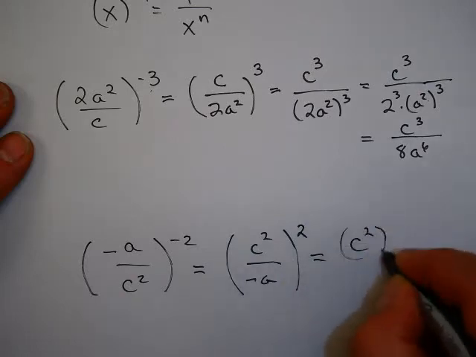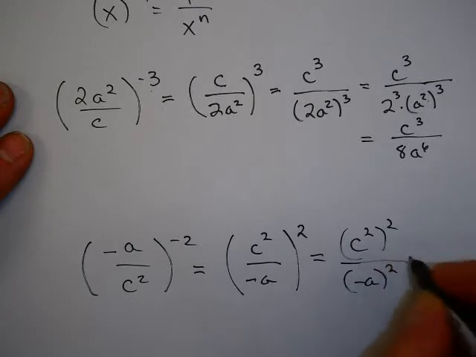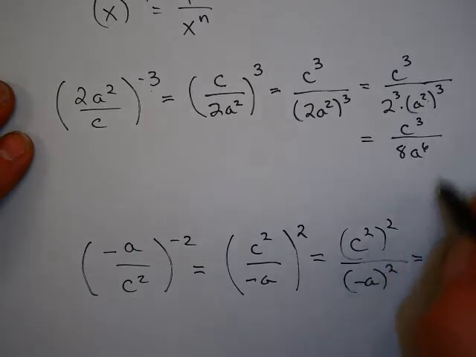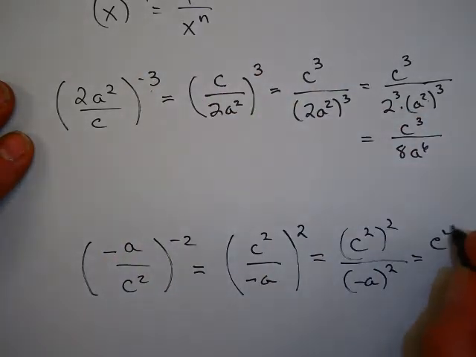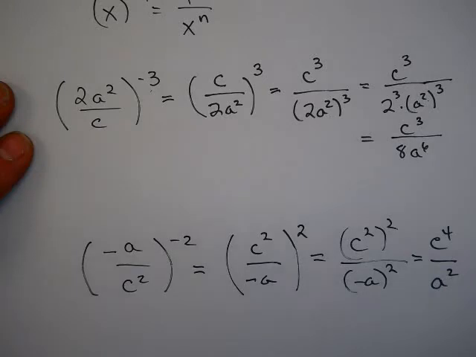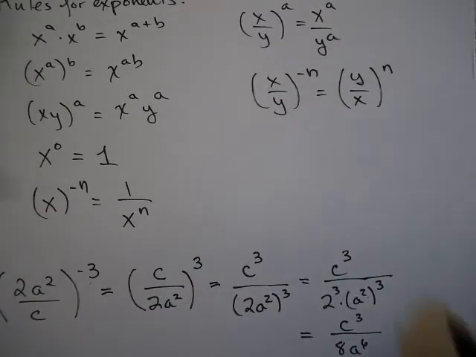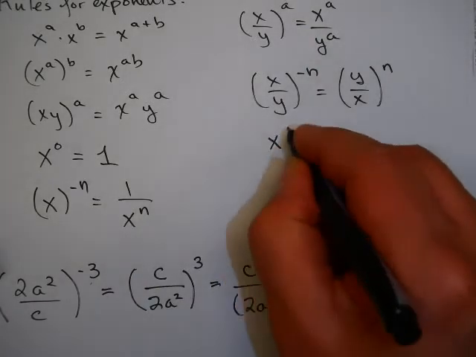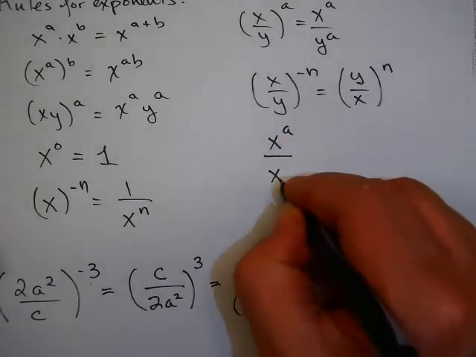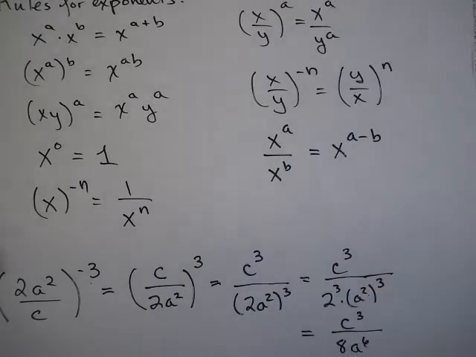That's c squared squared over minus a squared. C squared squared is c to the 4th. Minus a squared, notice this is minus a times minus a, so that negative sign goes away, and I just get a squared. One other rule that you could apply here is x to the a over x to the b equals x to the a minus b.